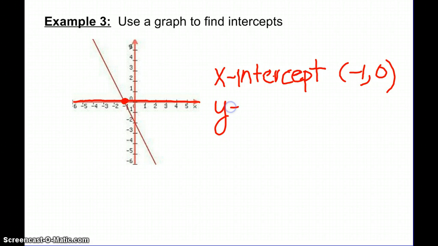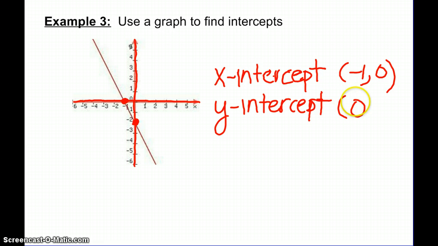And then the y-intercept, that's the point where the line, or the graph, crosses the y-axis. So here's our y-axis, and we can see the line that's been graphed intersects at this point right here. So we can say that the y-intercept is -2, because on the y-axis the line crosses at -2, or more specifically, that's the point 0, comma, -2.